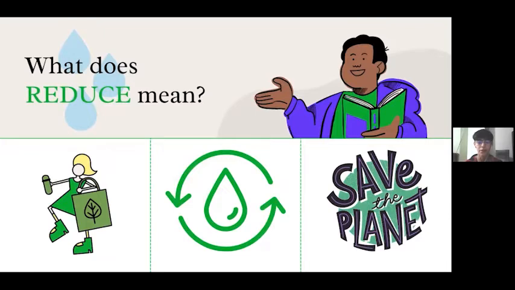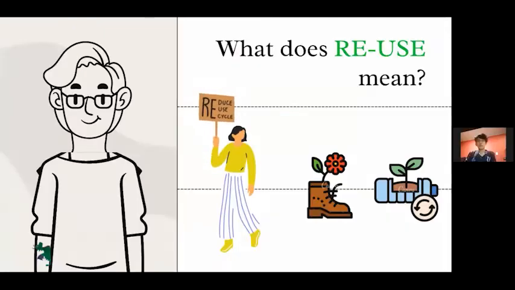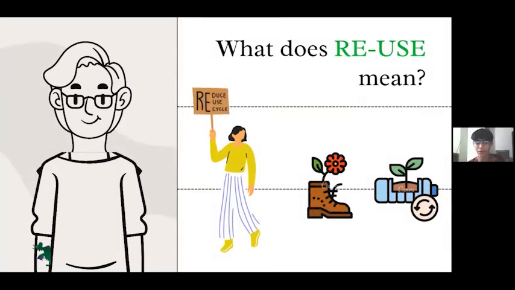What does reuse mean? It involves using an object that has already been used again, either for the same purpose for which it was created or for a different one. In this way, we extend its life and prevent it from becoming garbage. The more objects we reuse, the less garbage we produce, and the fewer resources we will have to expend on making new ones.